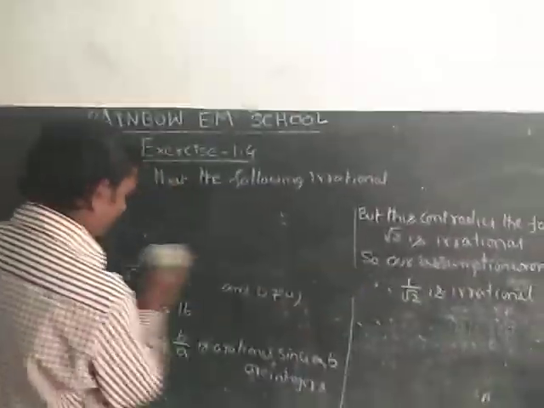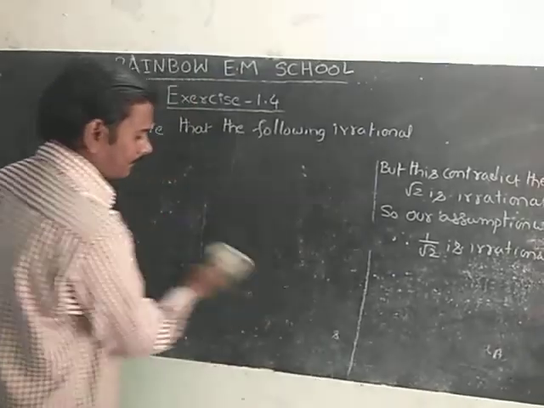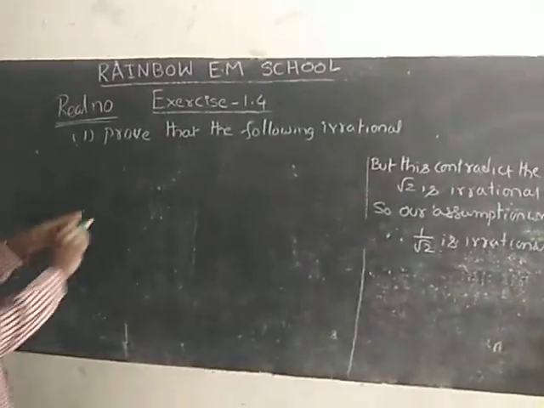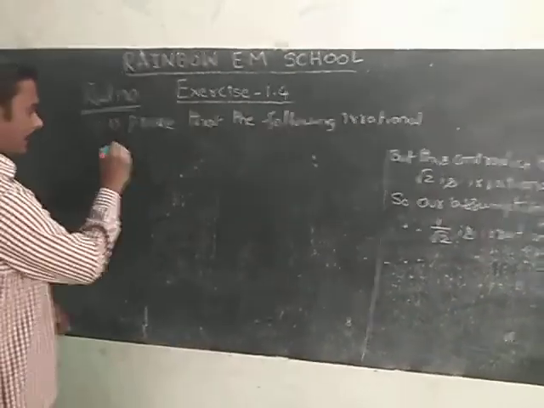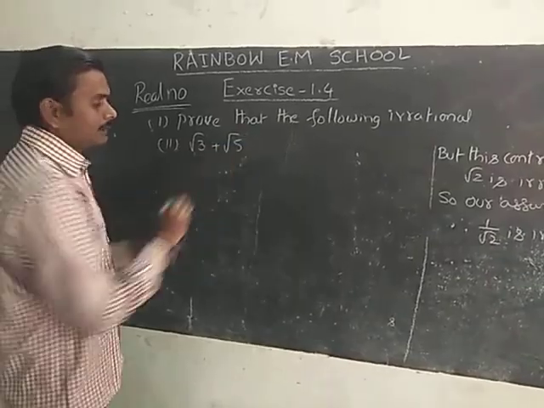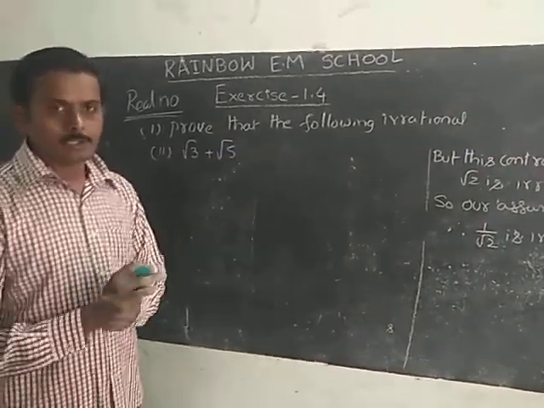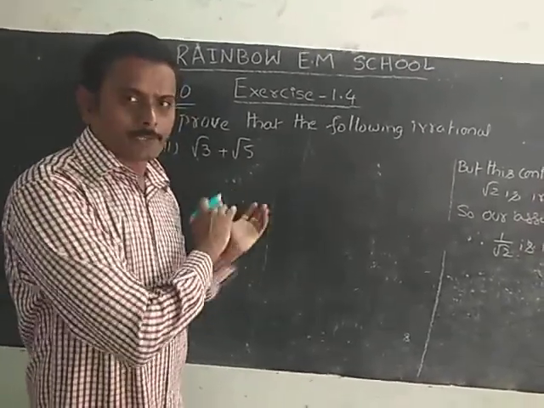Second one. Okay, prove that the following is rational. Okay, next one, second one: prove that root 3 plus root 5 is irrational. Okay, so this is a little different from the previous model.